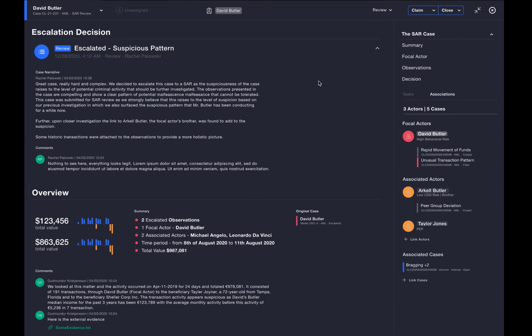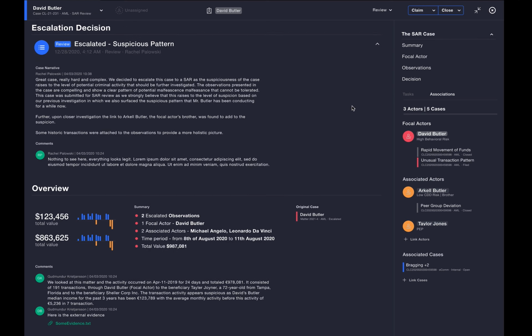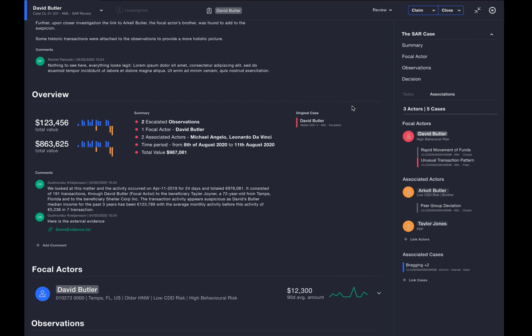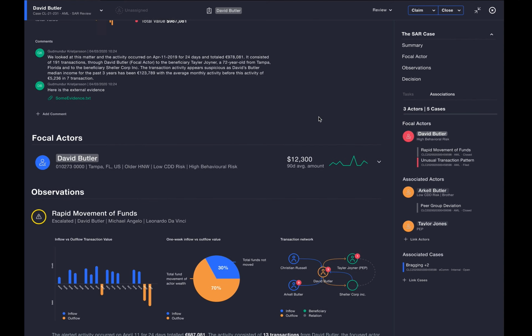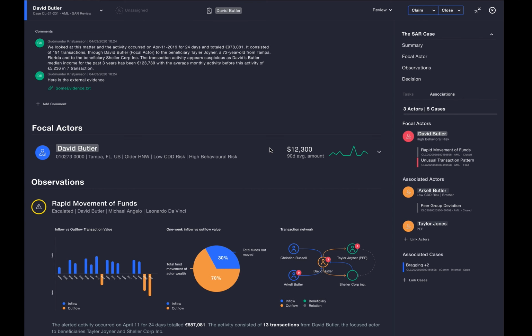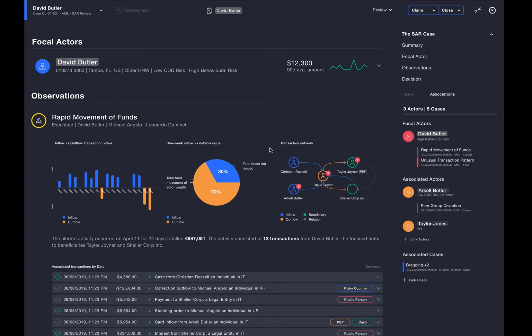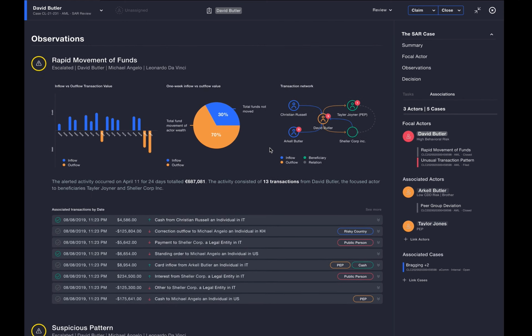Now we're in the SAR manager. We have a trace of all the activity, all the comments and all the narratives that have been written throughout the case investigation. We are also provided with an overview and the original case, a focal actor's overview, again allowing us to understand the context of the actor, and the observations that are suspicious.